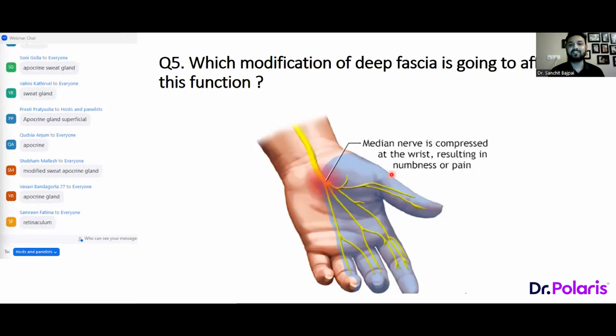So there's a person who has a median nerve which is compressed at the wrist and it is resulting in numbness and pain. And I want students to tell me what exactly this particular syndrome is called. Samreen has answered retinaculum first, following Vinayak, retinaculum. Somebody has answered what the syndrome is? Carpal tunnel syndrome is answered by Vahini, sir. Great, Vahini. It is the right answer. And whoever has got flexor retinaculum, that is also the right answer.